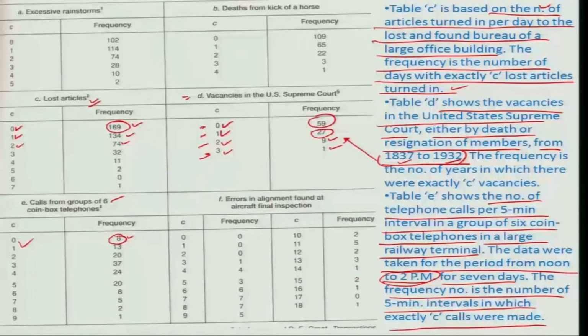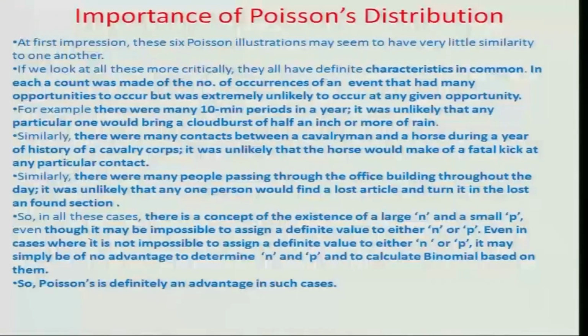Similarly, for the frequency number, there are at least 13 intervals of 1 call made from all the 6 boxes in the 5 minute interval, at least 20 intervals of 2 calls made from the 6 boxes per 5 minutes interval for a certain day from noon to 2 p.m., and so on and so forth. So again a very large congregation of data being recorded here as a frequency table.